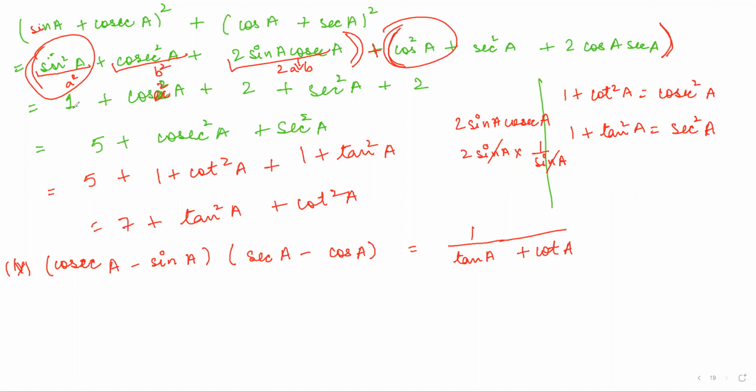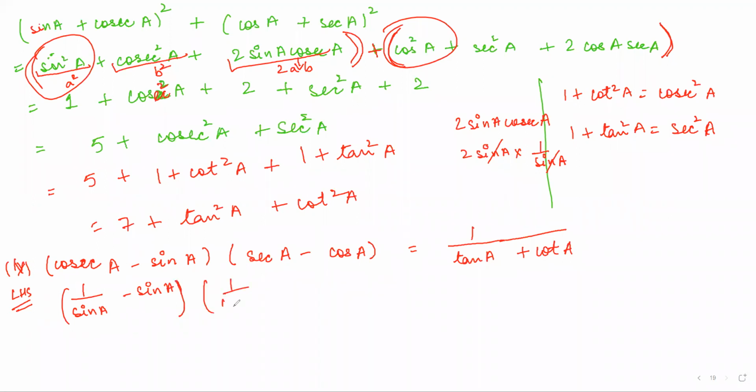Okay, 2 parts are remaining. Let us quickly take them. So this exercise will be over. Now look at the LHS. So I'm trying to solve the LHS first of all. So cosec A minus sine A. So cosec A can be written as 1 upon sine A and then minus sine A, right?